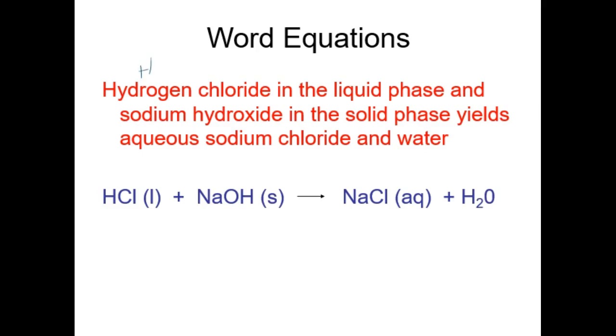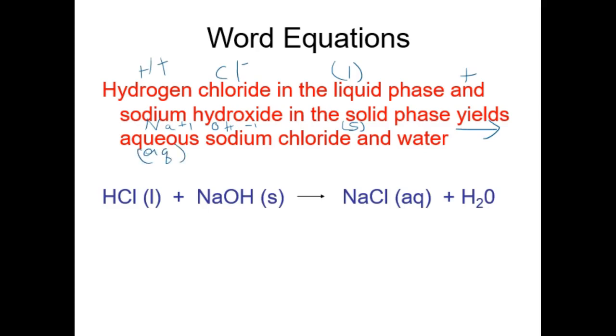You got hydrogen, you got chlorine. You should be thinking these are positives and negatives. Okay, crisscross, in liquid phase. So there's your L, and there's your plus sign. Sodium hydroxide, NaOH. Remember, this has a +1, has a -1. In the solid phase, yields, there's my arrow, aqueous, aq.